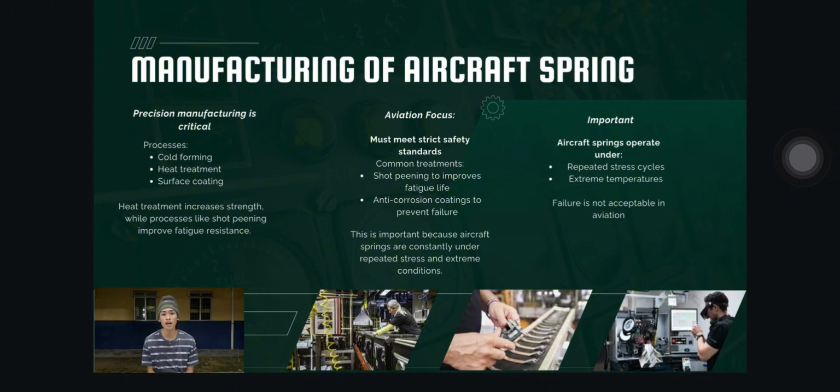Additionally, processes like shot peening are used to improve fatigue resistance. This is very important because aircraft springs are subject to repeated cycles of loading and unloading. Finally, every spring must pass strict inspection and testing standards before it can be used in an aircraft. This ensures reliability, safety, and long service life in real operating conditions.